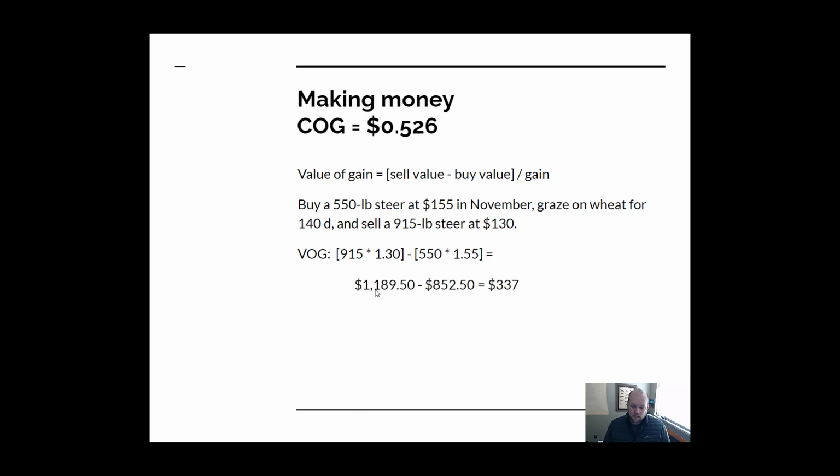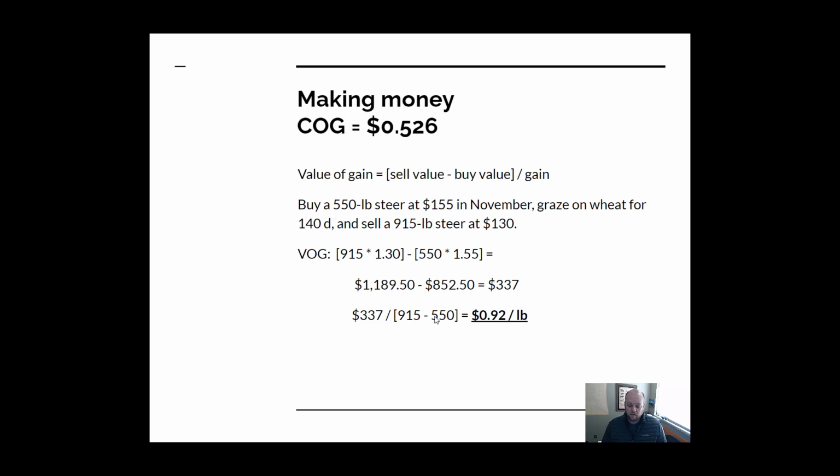If we calculate those, it's $1,189.50 minus $852.50. So we added $337 of value to this animal. We sold the animal for $337 more than we paid for it. So in the time period that we owned them in our production system, we added $337 of value. Now we're going to calculate the gain again: $337 divided by our selling weight minus our buy weight. We did that calculation before with cost of gain.